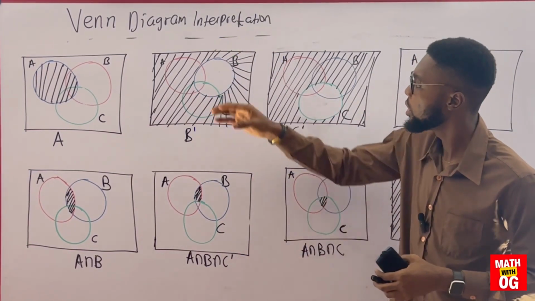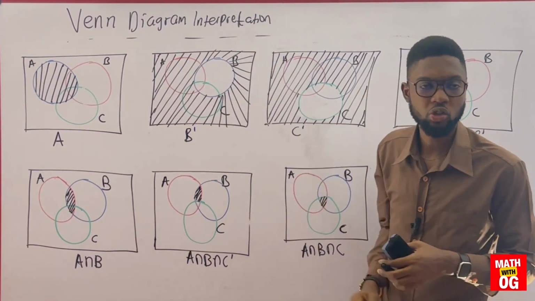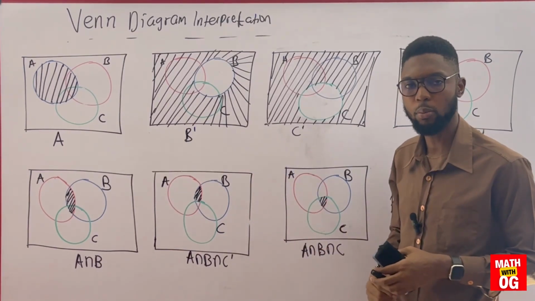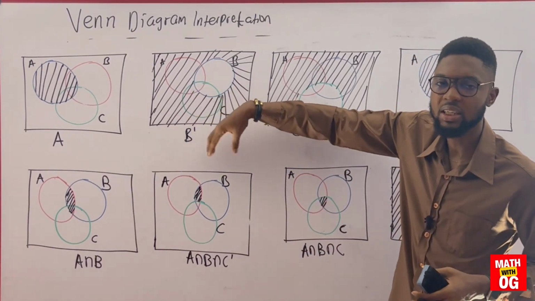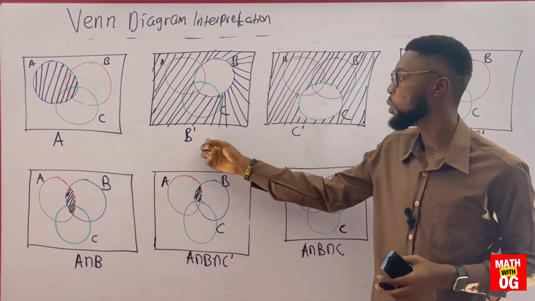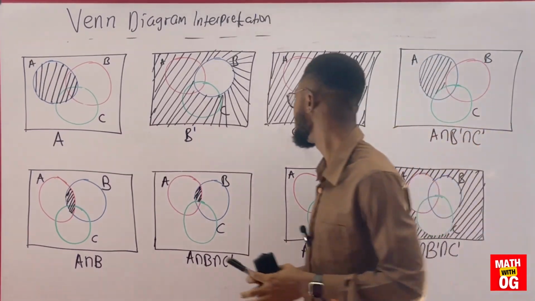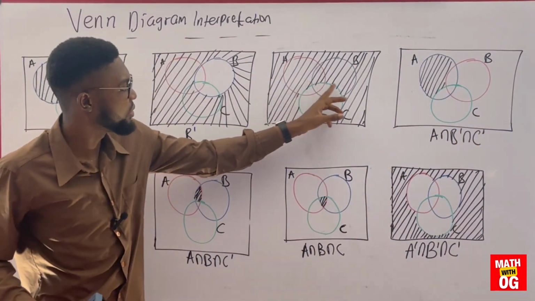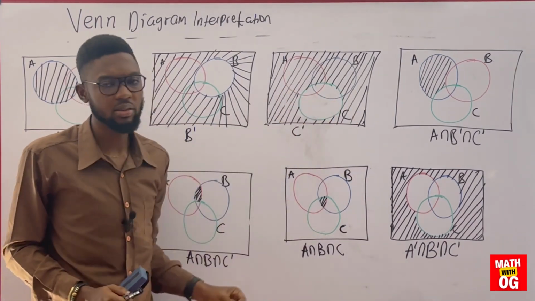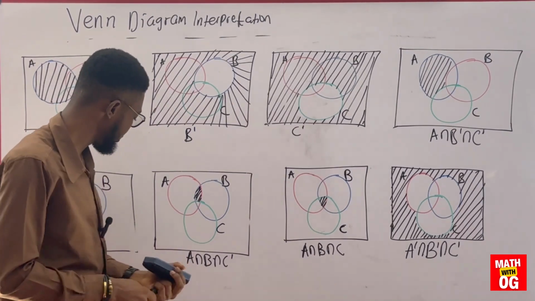So if, peradventure, everything outside A was shaded, only A was unshaded, then you have A complement. Similarly, if only C was unshaded, everything outside C is shaded, what we have here is simply C complement. For example, you can see it here. Everything shaded here is C complement, because everything in C is not shaded, but everything outside C is shaded. So this is C complement. Now over to the next one.